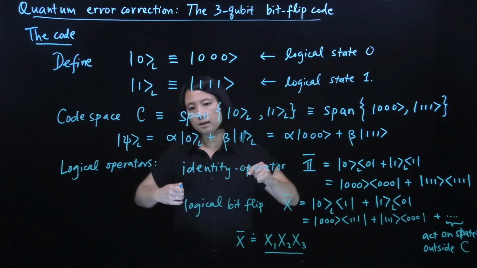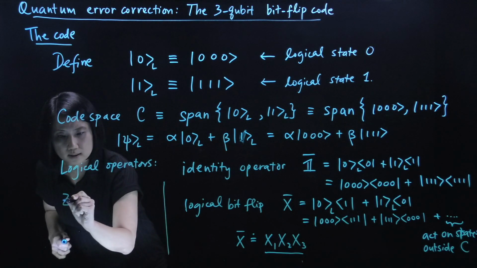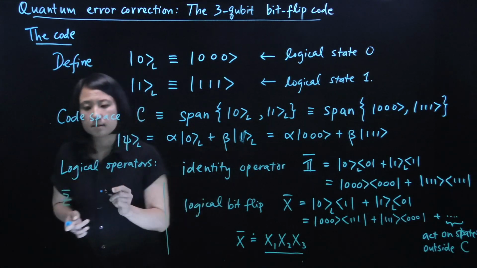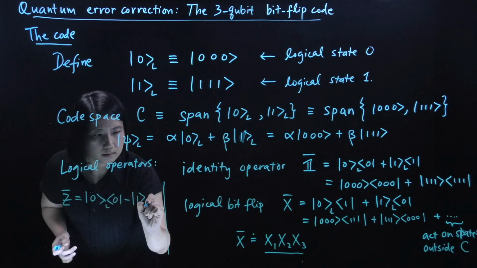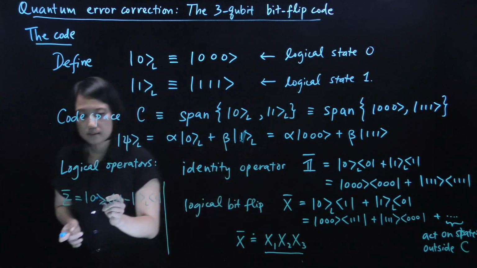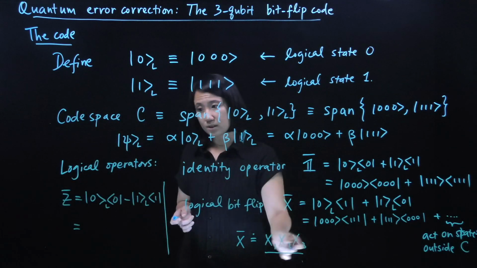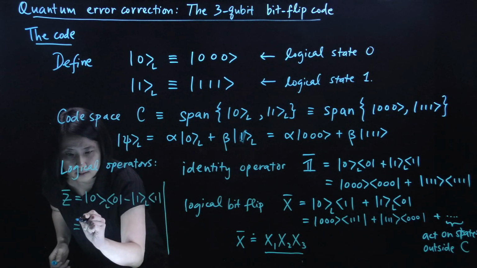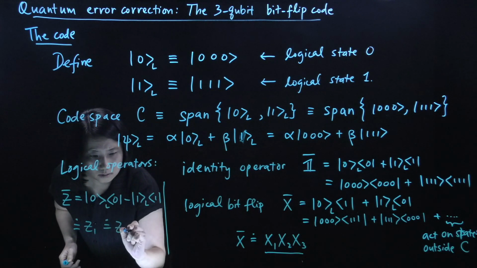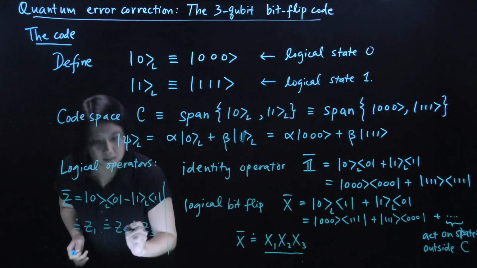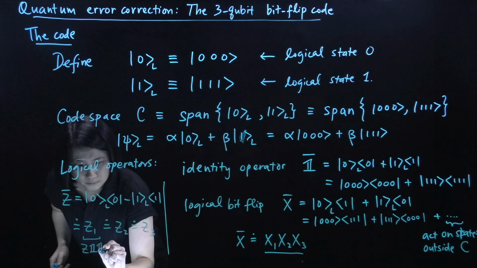Okay, you can, of course, then also talk about the logical phase flip, which I will just write as the Z bar operator. This is the operator that looks like 0, minus 1, 1. Okay. And this is one where you can easily write down three different physical qubit operators that still do the Z bar operation. And that's in fact Z1, or I can do Z2, I can do Z3. What this is saying is that I do Z on the first qubit and identity on the other qubits. Okay, and so on, right?